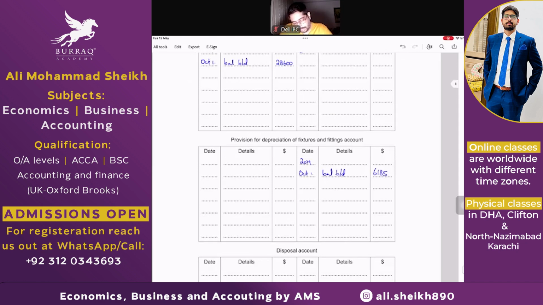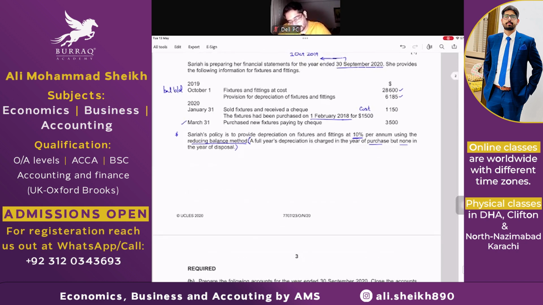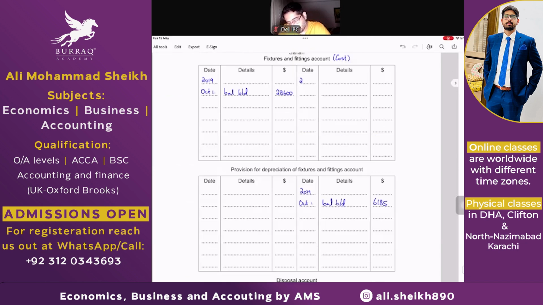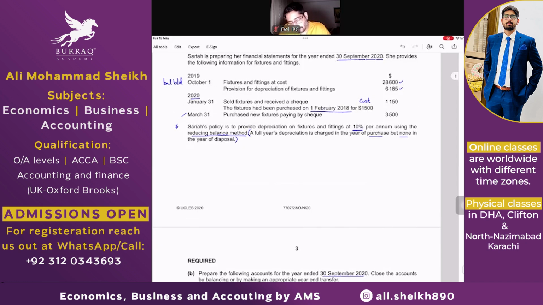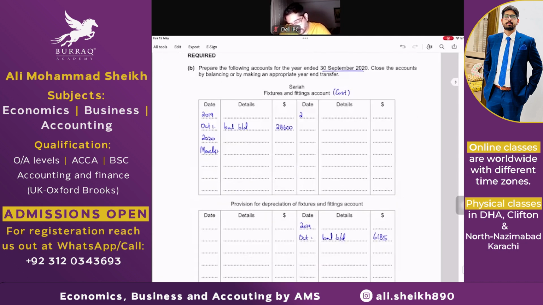Now let's see which asset is purchased. March 31st, 2020. You are going to change the year 2020. March 31st, purchase a new fixtures paying by cheque. General entry would be bank debit, fixtures debit and bank credit. So in the fixtures cost account, bank would be debited with the amount of $3,500. Over here, 31st, I will write bank with the value of $3,500. It's a new purchase and it's a cost account. Cost increases on the debit of non-current asset, decreases on the credit.